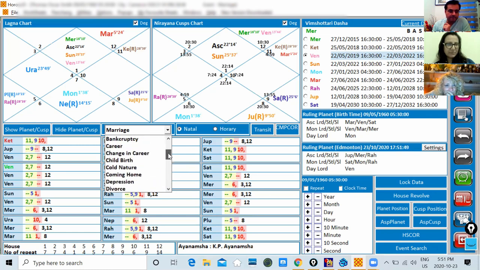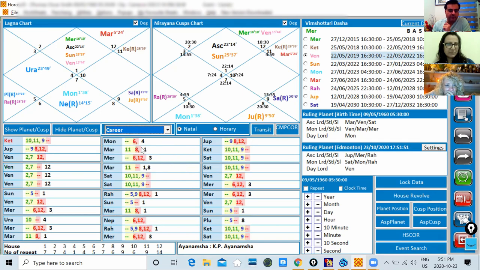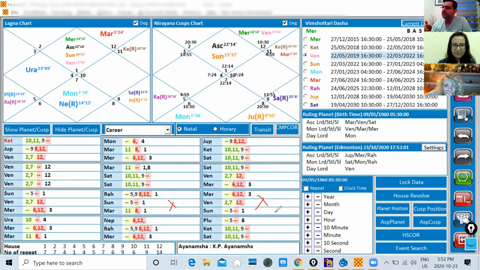Where's career? Career. Now see the numbers. Rahu is all black or all red. 8, 12, 8, 12. Mercury is 6, 12, 6, 12. How many houses? Count the houses. Very simple. Count how many red houses. 1, 2, 3. Count how many green houses. 2. So the red houses means it's weak. They are more red than the green.